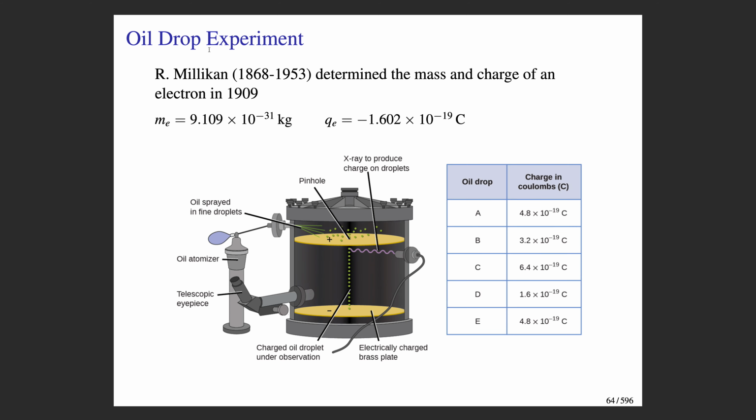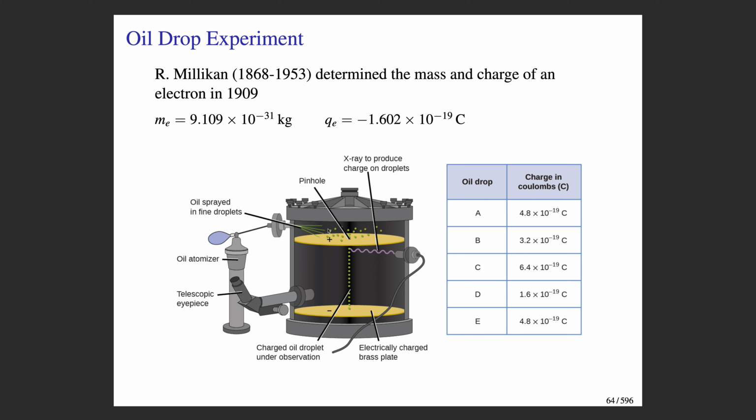In a second experiment, this time performed by Robert Millikan, this oil drop experiment, as it's called, Millikan was able to determine the mass and the charge of the electron. And so here's how that works. You take oil droplets that are atomized, meaning they're produced in a fine mist, and they're injected into this chamber.